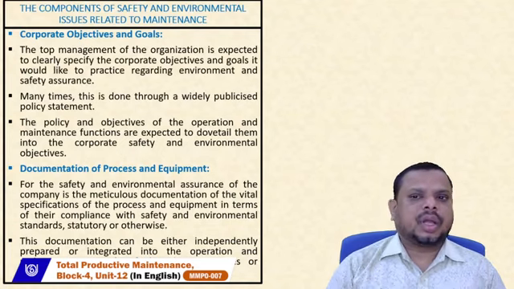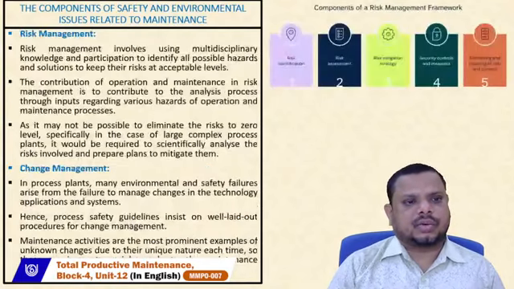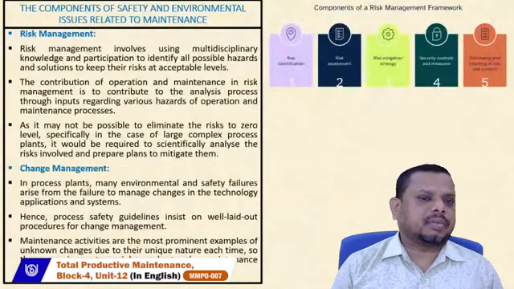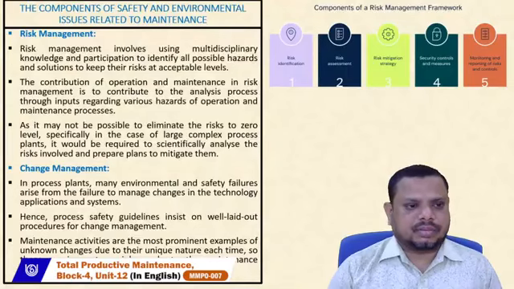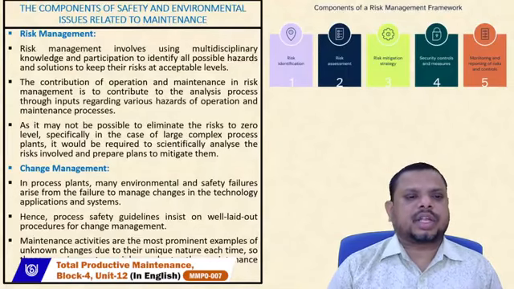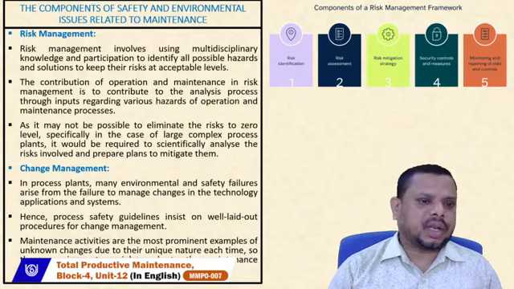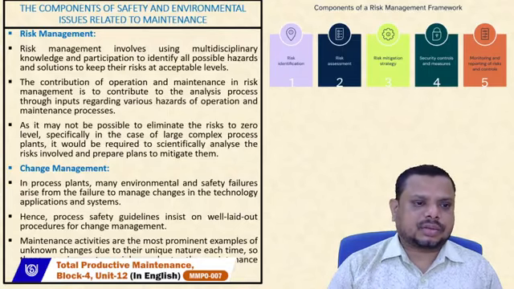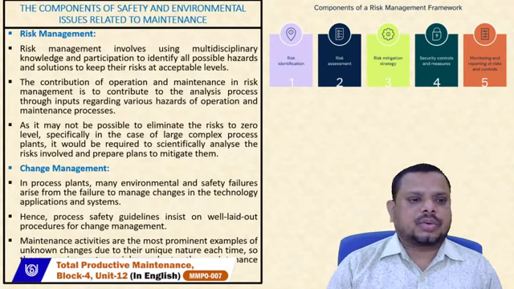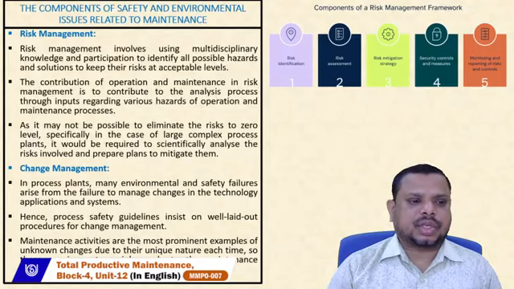Moving to the next one. The next one is risk management. So whenever you think about a higher side of safety and environmental issues related to maintenance, there may be higher risks involved. Risk management involves using multidisciplinary knowledge and participation to identify all possible hazards and solutions to keep the risks at acceptable levels. Point number two, the contribution of operations and maintenance in risk management is to contribute to analyzing the process through input regarding the various hazards of operations and the maintenance processes.